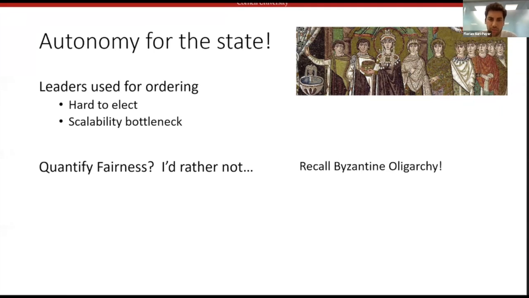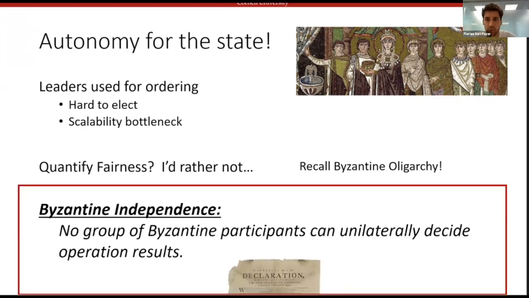If you remember Yunna's talk from a couple of minutes ago, reasoning about fairness in Byzantine systems or in ordering is a fickle matter, and it would be much easier if we could just get around the whole problem. So that leads us to the second driving agenda of Basil, and that's a property that we call Byzantine independence. In particular, the property that we would like to have from BFT databases or agreement protocols for that matter is that no group that consists solely of Byzantine participants can unilaterally decide the outcome of operation results.